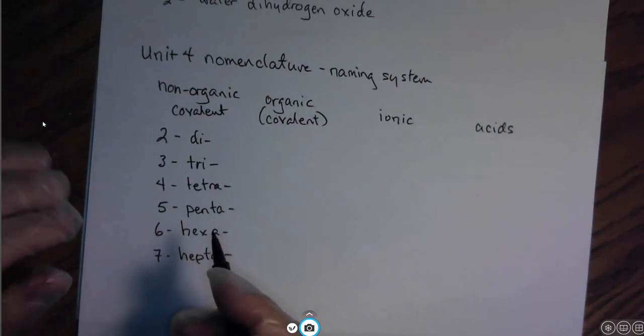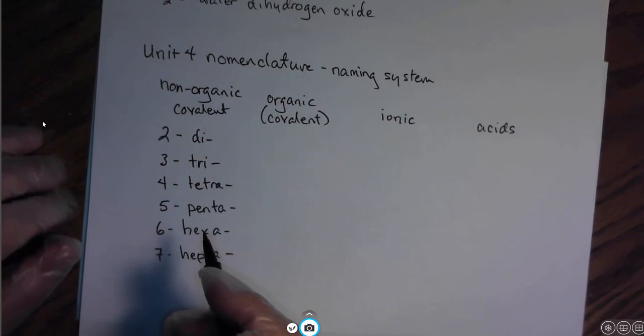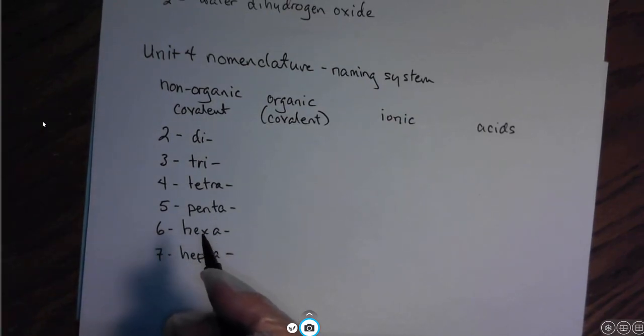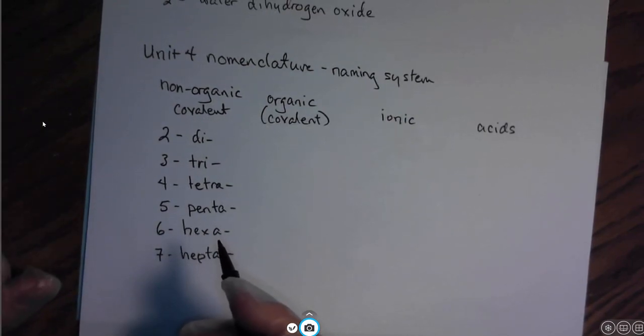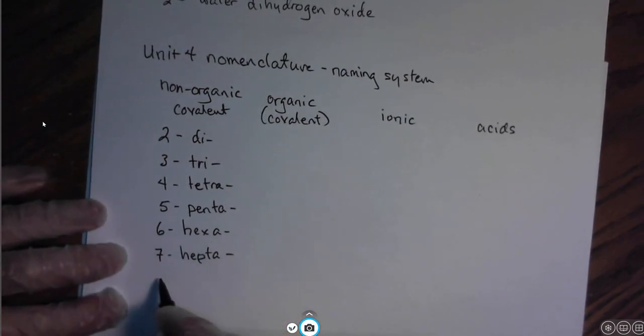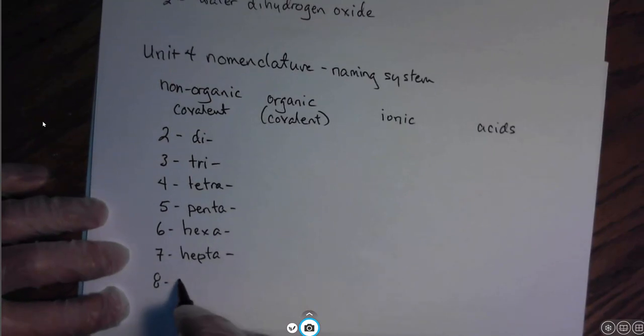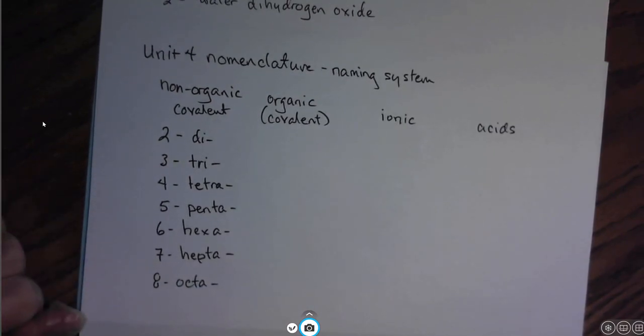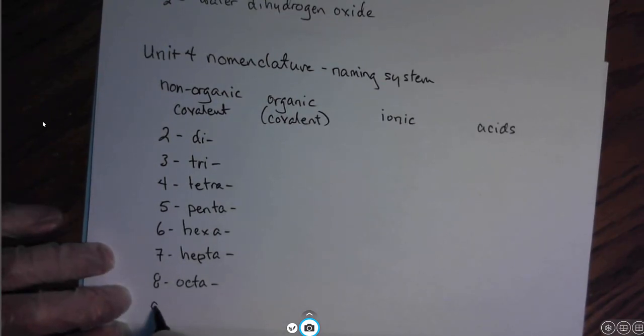We talked about the valence level needing a certain number of electrons. How many was that? 8. And what do we call that when it has 8? Octet. Well, that's the prefix here. Octa. You know, an octopus has 8 tentacles. Okay. 9 is nona.